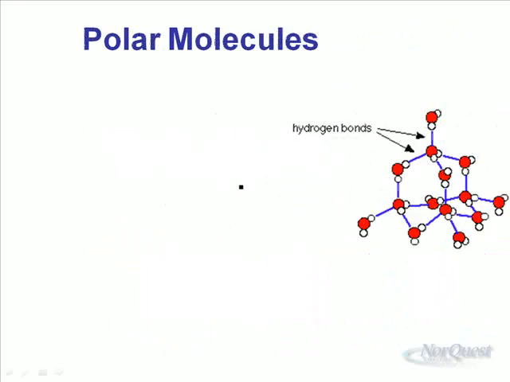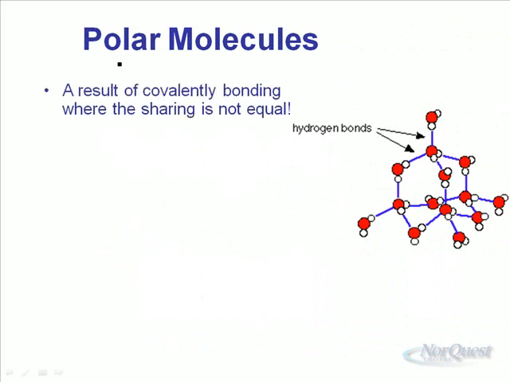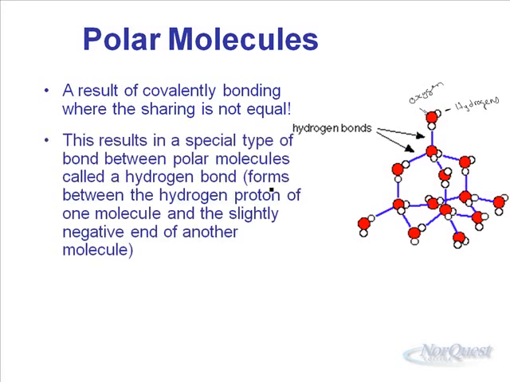Now, there's a little bit of a caveat to that. Some molecular compounds exhibit polar bonding or polar molecules. This results when things don't share equally. So if we take a look at water molecules, where we have an oxygen, and each oxygen is sharing electrons with hydrogens, it turns out that the sharing is not equal.